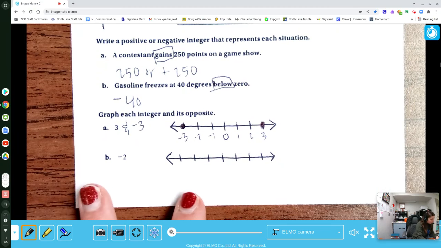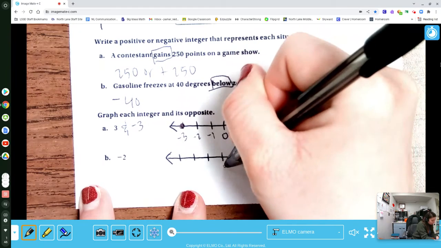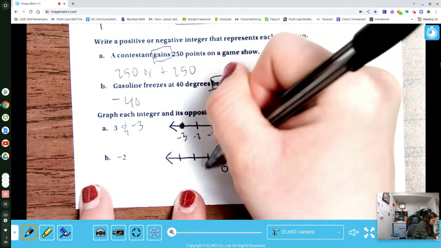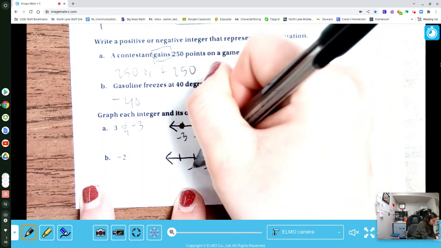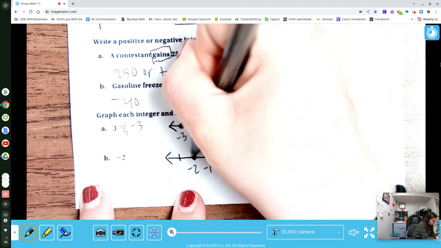We're going to graph the integer -2. Again, I'm going to go ahead and label my number line. I'll put 0 in the middle and count back to -2: -1, -2 right there. I'll put a dot right on it.